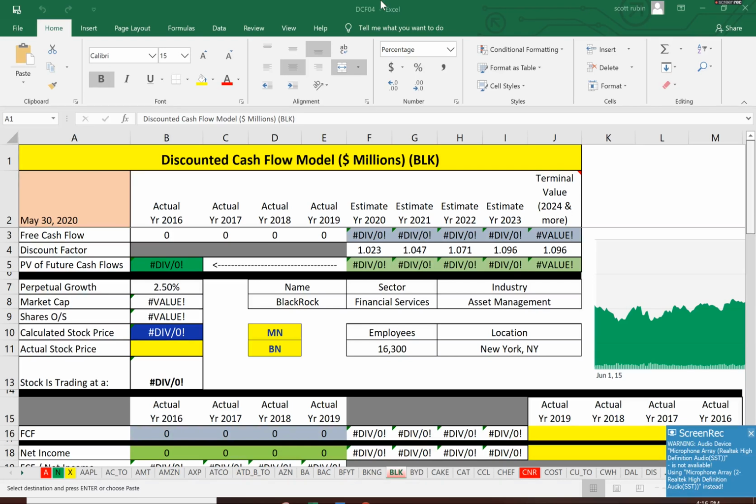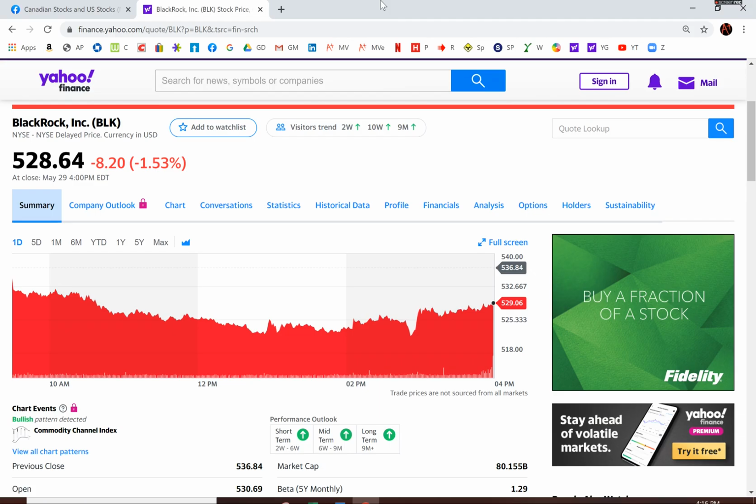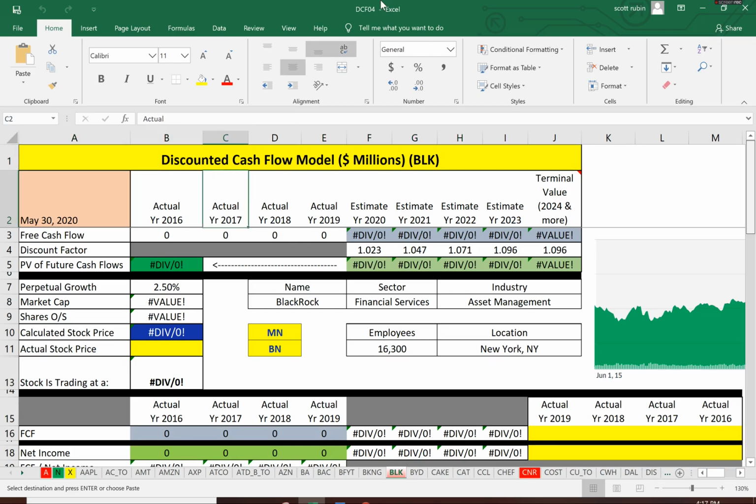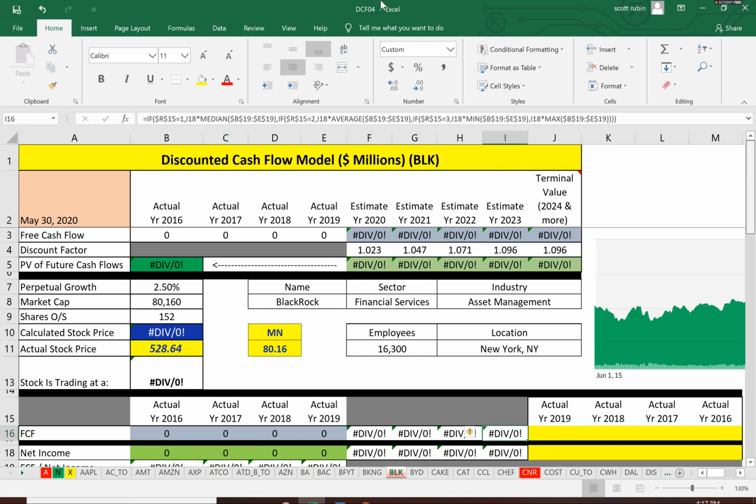We're going to calculate the stock price for Blackrock. First thing we need is the market cap, which is 80.16 billion. And then the stock price, 528.64. Now we can figure out the shares outstanding, which is just the market cap divided by the stock price, 152 million shares outstanding. Next is free cash flow.